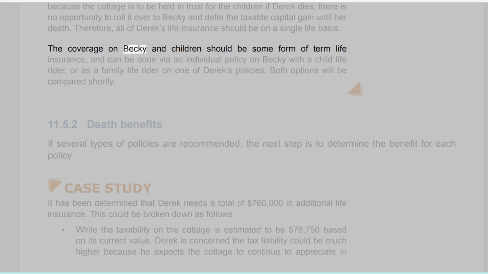The coverage on Becky and children should be some form of term life insurance, and can be done via an individual policy on Becky with a child life rider, or as a family life rider on one of Derek's policies. Both options will be compared shortly.